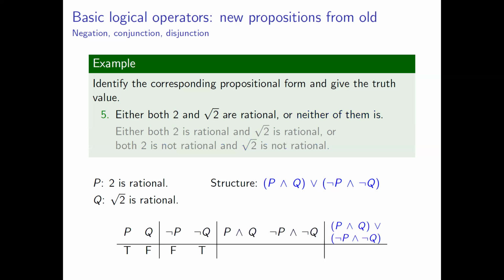Since P is true and Q is false, not P is false and not Q is true. So the conjunction P and Q is false, and the conjunction not P and not Q is also false. Therefore, the disjunction "either both P and Q" or "both not P and not Q" is false. Thus, the given statement is false.